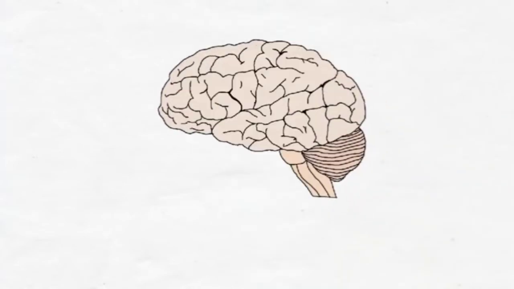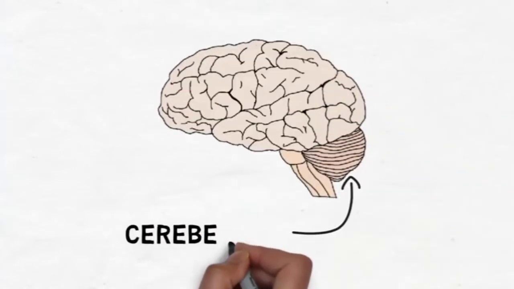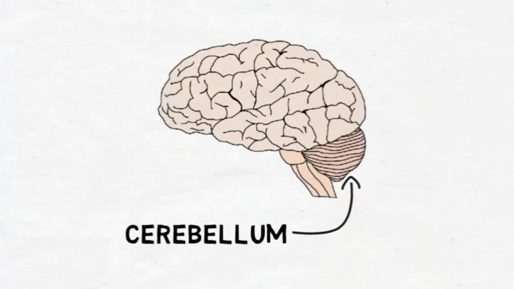Cerebellum is Latin for little brain, and the cerebellum does look like a miniature version of the brain as it protrudes from under the posterior and inferior region of the cerebral cortex. Although the cerebellum has many functions, it is primarily associated with movement.